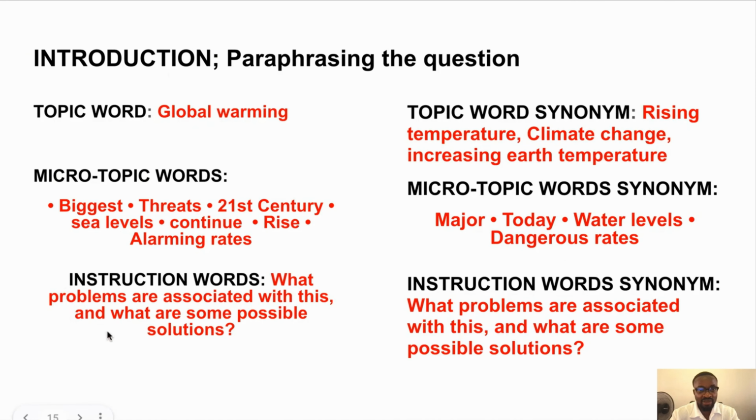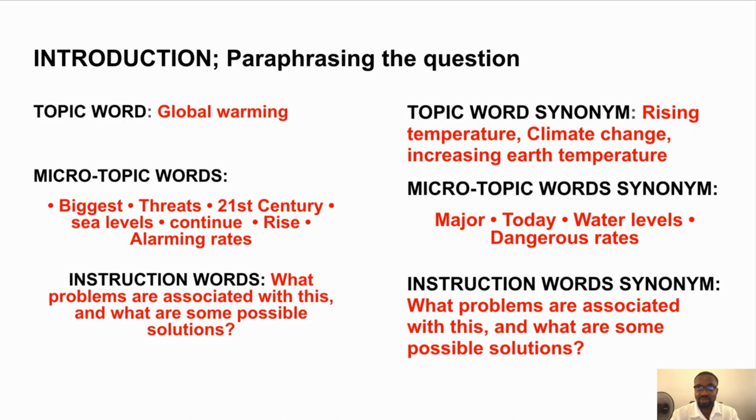On the left, we have the results of our question analysis, which include identifying the topic word, the micro topic words, and the instruction word. And on the right, we have the synonyms of those words. So this is another reason why we had to identify them. Remember, I said in the beginning that you needed to identify them to help you have a more in-depth understanding of what the question is asking of you. Aside from that, you also need to write them out this way so you could easily think up synonyms and make use of those synonyms in the essay.